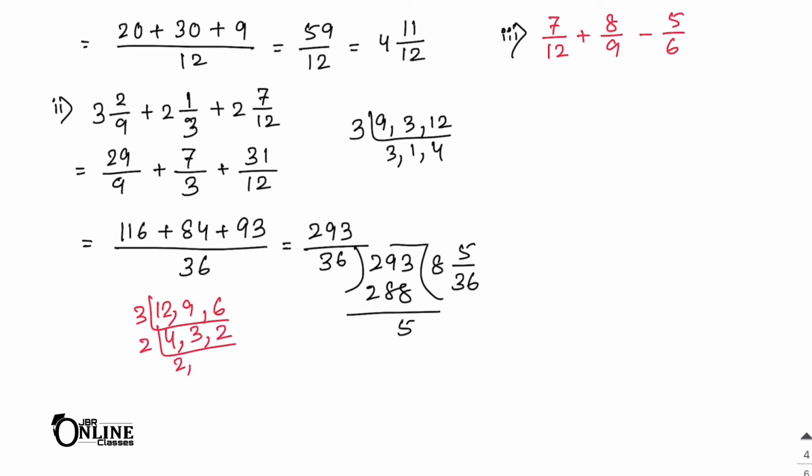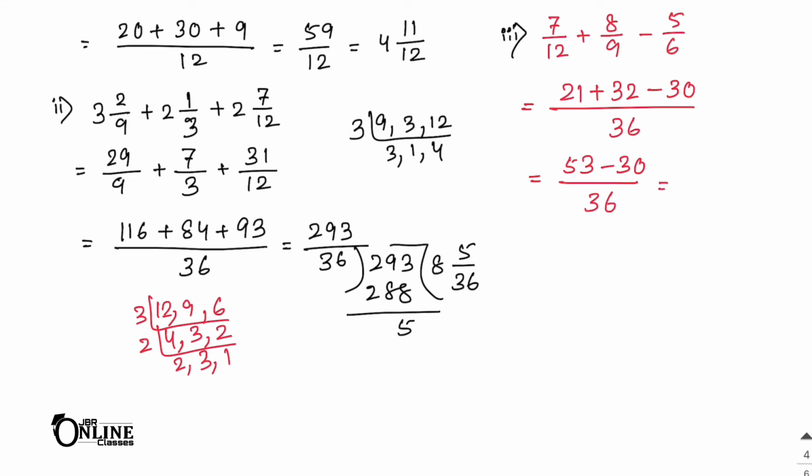Divide by 2, 2 twos are 4, 3, 1. Okay, that means 3 2s are 6, so it's 36. So 36 again the LCM. So 12 threes are 36, it's 21. 9 fours are 36, so 4 eights are 32, it's 32. And 6 sixes are 36, 5 sixes are 30. So here it's 53 minus 30, that equals 23 by 36 as your answer.